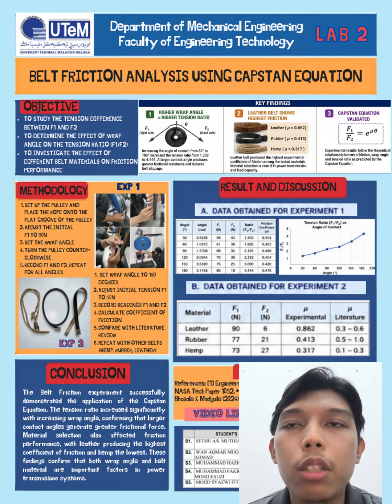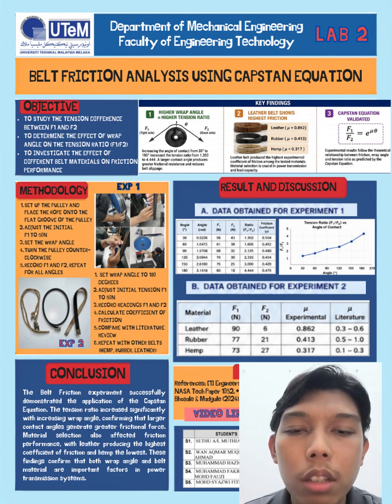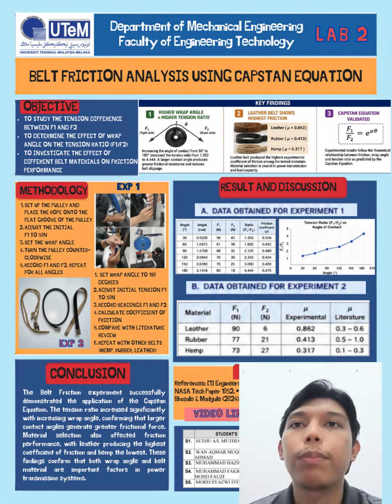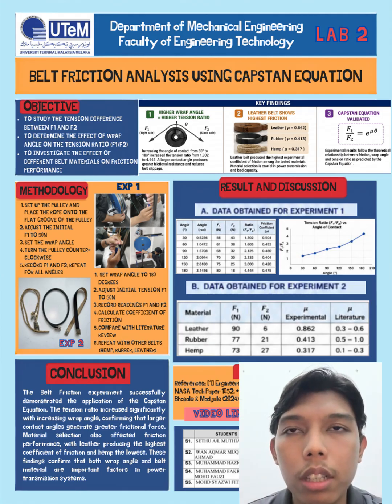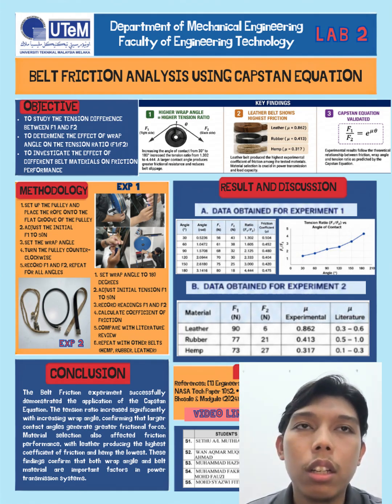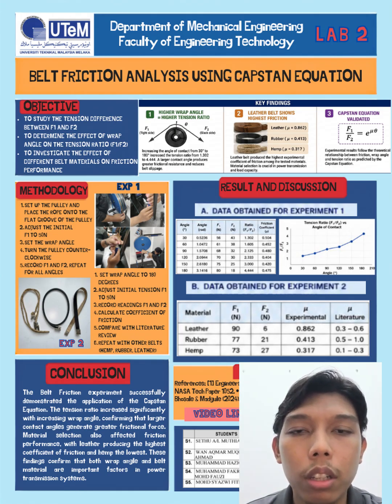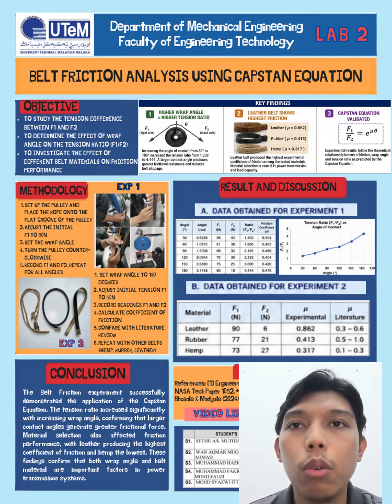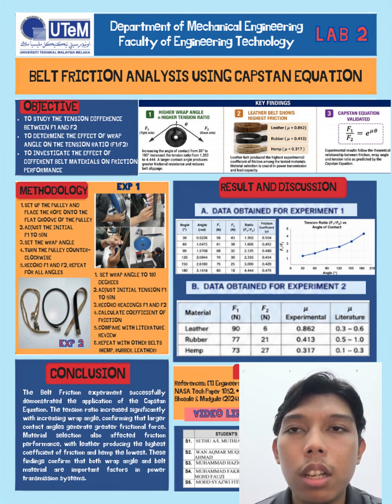Next is experiment 2. Experiment 2, we set the angle to 80 degrees. Then we adjust initial tension, which is F1 to 50 Newton. Then we record the readings for F1 and F2. After we get the F1 and F2 readings, we calculate the coefficient of friction. After that, we compare with the literature review. Lastly, we repeat with other belts such as hemp, rubber and leather.